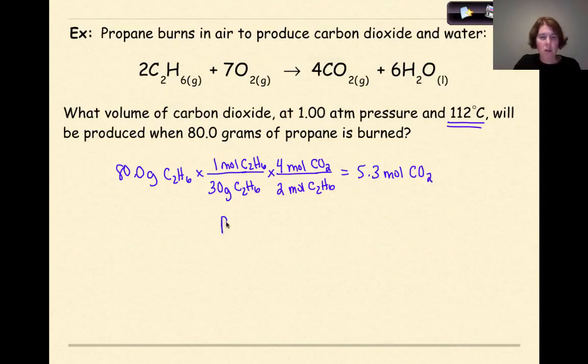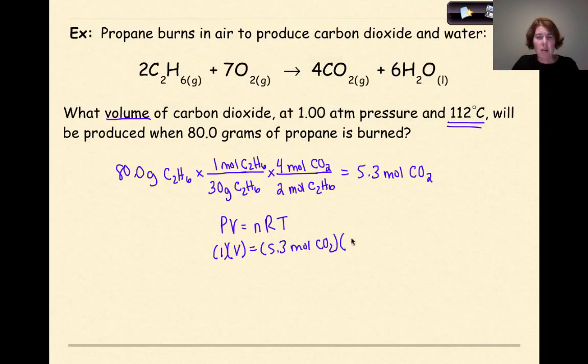Now I go to PV equals nRT. Now the pressure's fine. Pressure's 1 atmosphere. The volume is what I'm looking for. So I am solving for volume. All right, so I need to put in moles. So I figured out 5.3 moles of carbon dioxide.